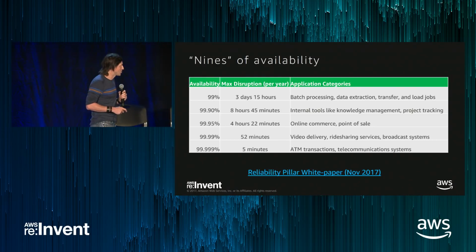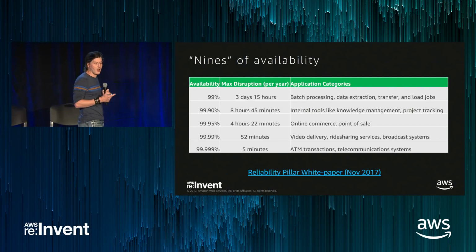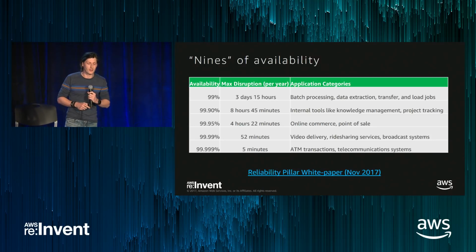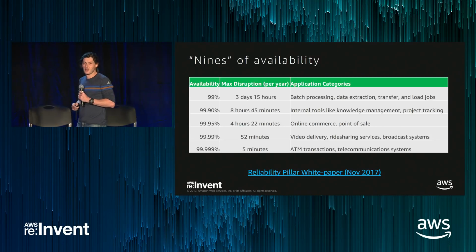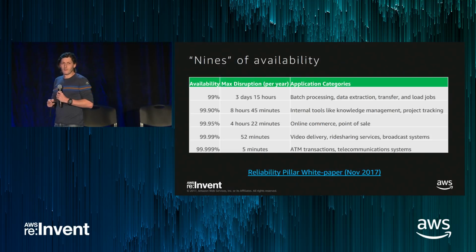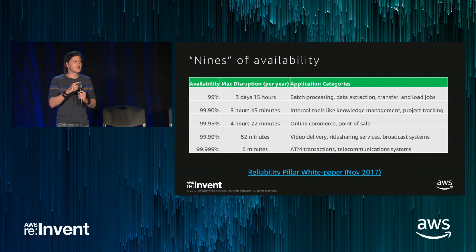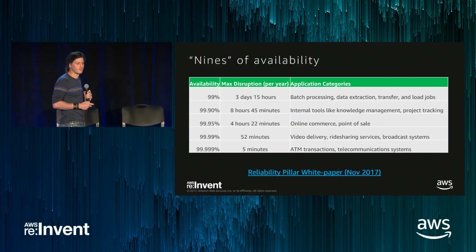Here's the good old chart of the nines of availability. 99%, 3 days, 15 hours, all the way through to 5 nines, 5 minutes. The costs increase dramatically as you go up the number of nines that you're supporting.